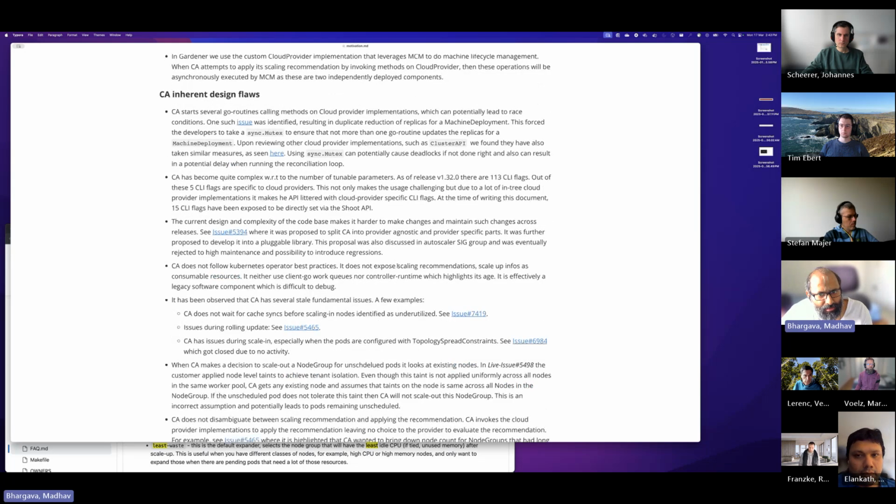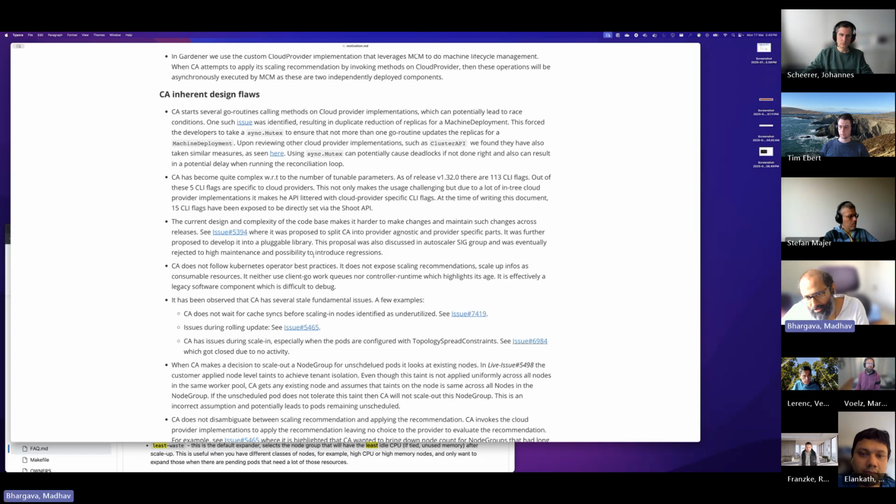Now, the current design and complexity of the code base has made it harder to actually have larger refactorings done. And if you see the 5394 issue, it was actually proposed from the community. There was a proposal from the community itself to split it into provider agnostic and provider specific parts, and it was further proposed to make it into a pluggable library.